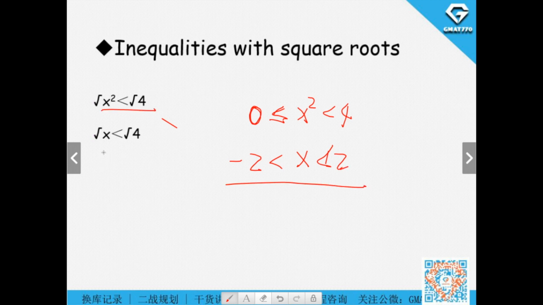And for the second inequality, we have x under the square root. So x is less than 4, and also please remember that it is no less than 0. So this is actually the range of values of x for the second inequality.